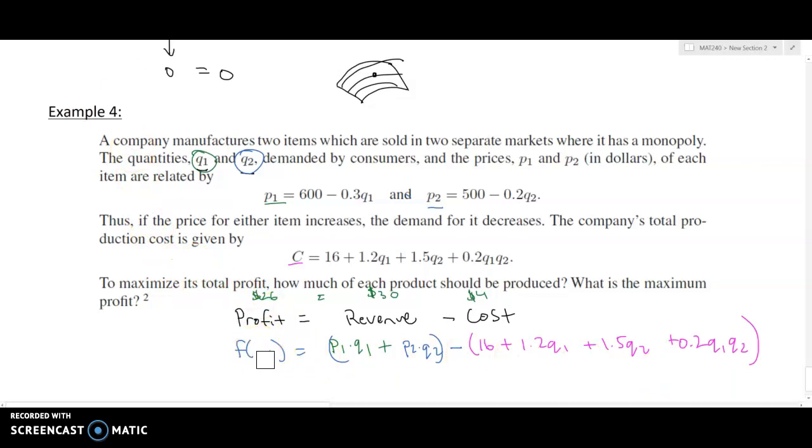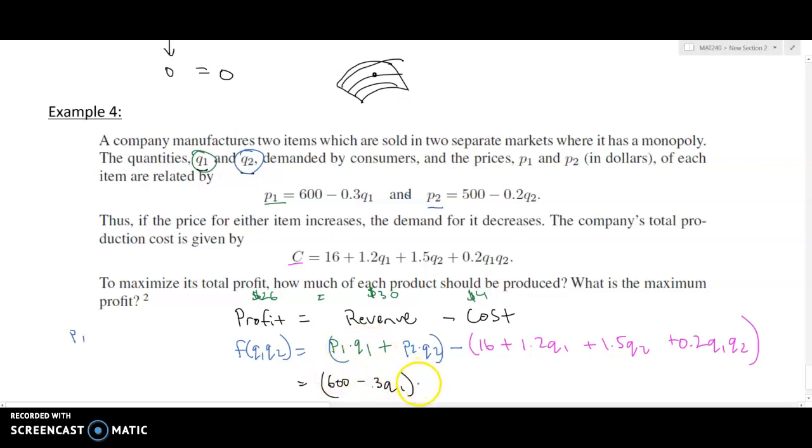Now, I should be careful here and not say X and Y because my quantities are actually given to me by Q1 and Q2. How much of each product should be produced? Q1, Q2. Now, we assume that P1 and P2 are functions, right? So for P1, we can substitute something in terms of Q1, and for P2, we can substitute something in terms of Q2. So our profit is going to equal our P1, which is 600 minus 0.3 Q1.